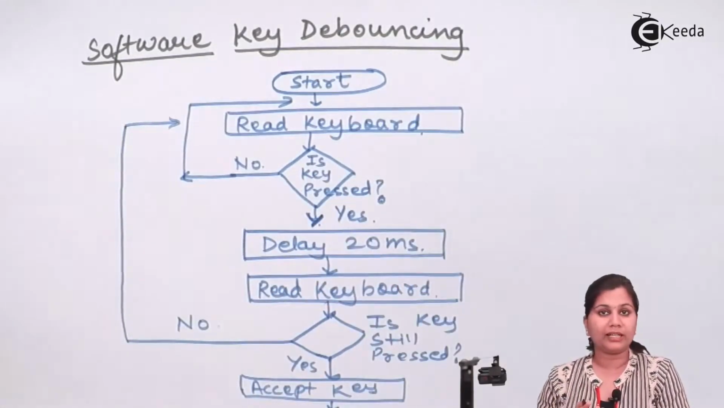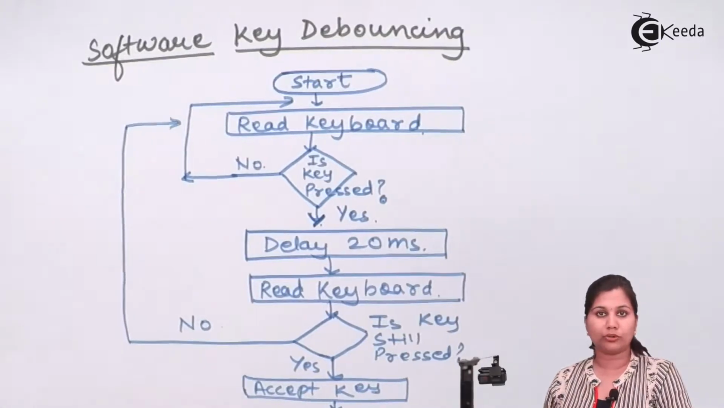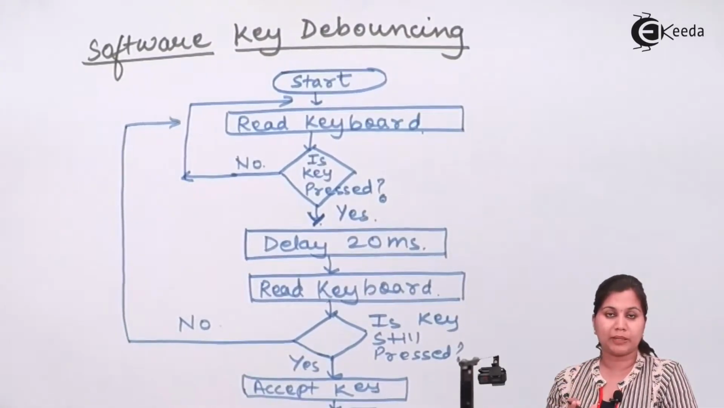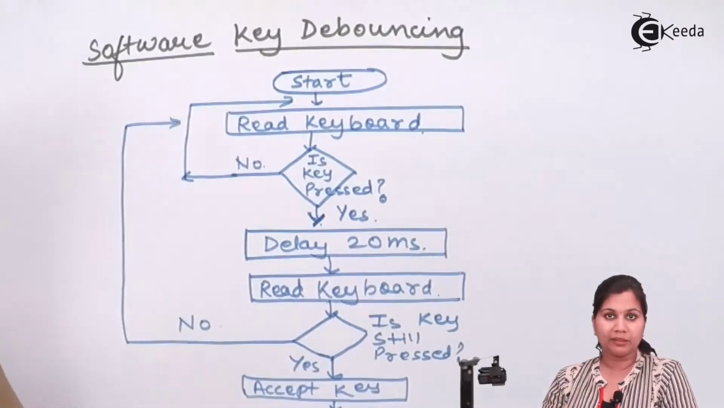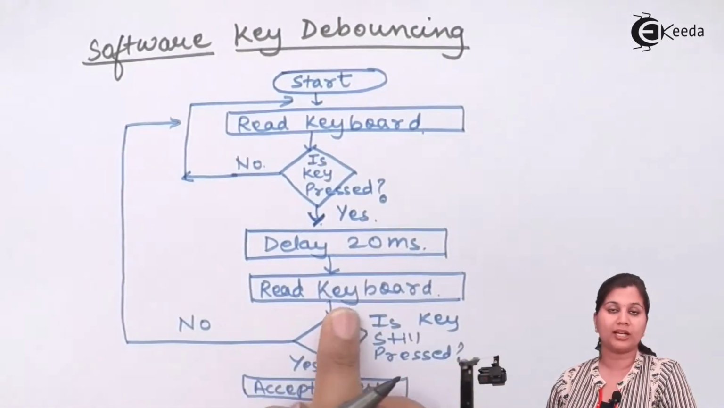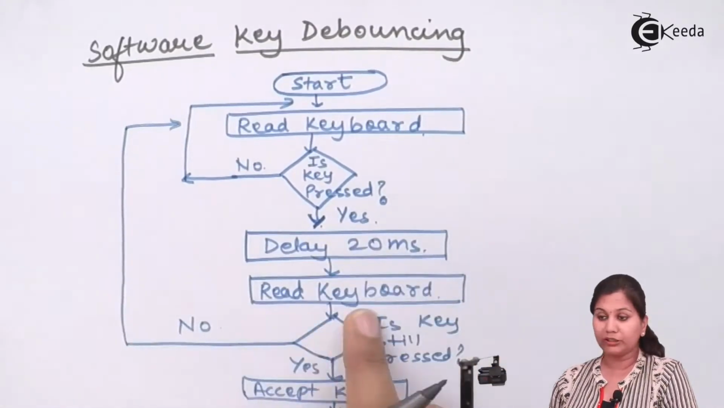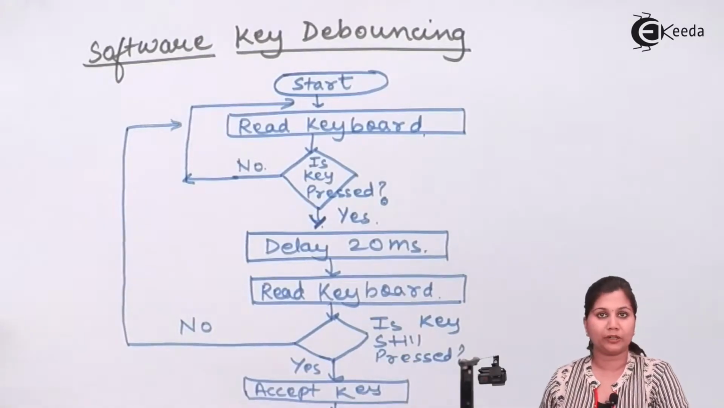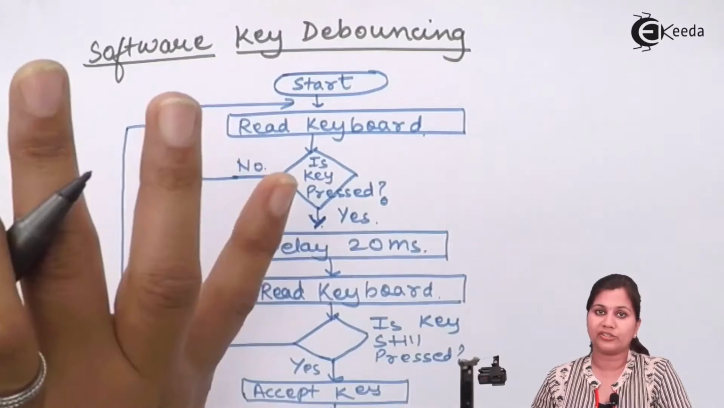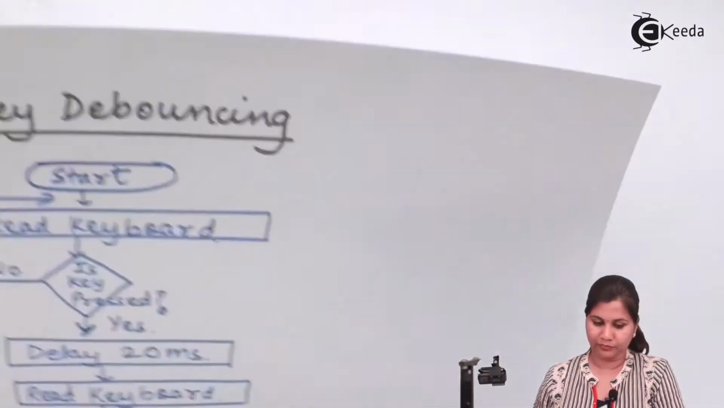So every time the microcontroller encounters that a key is being pressed, it is going to read the keyboard. If the key is pressed, it is going to provide a delay of 20 milliseconds. After 20 milliseconds, it is going to read the keyboard again and check if the key is still pressed or not, and if it is still pressed, then it is going to accept the key, otherwise it is going to reject the process. In this way, the problem of the metal contact bouncing again and again can be reduced by using the hardware part and also the software debouncing.